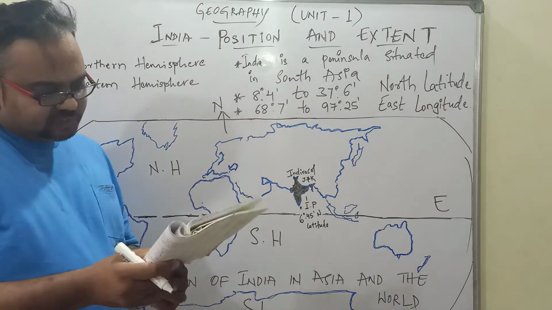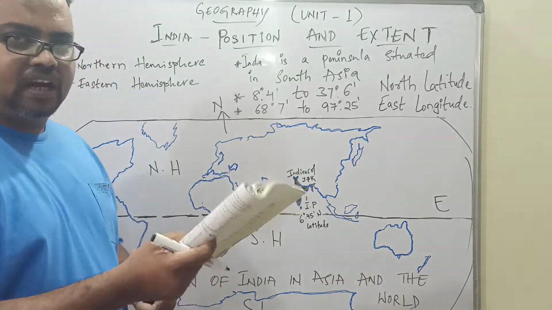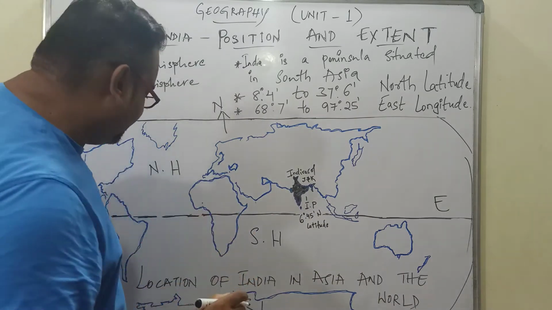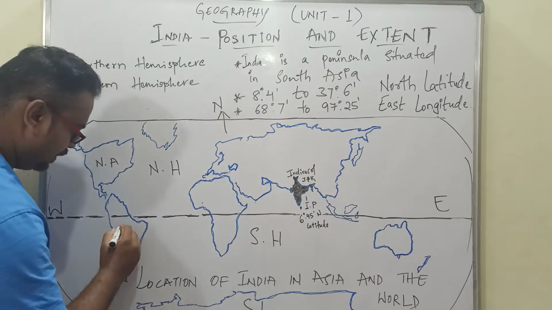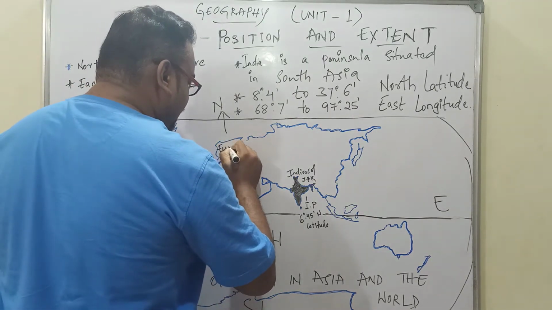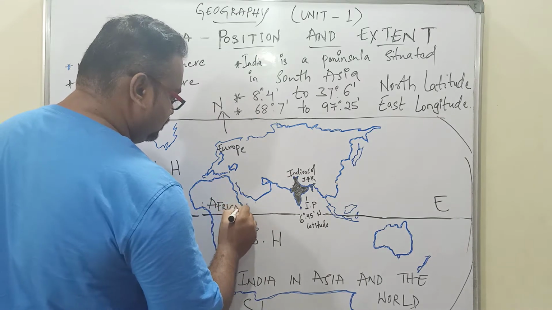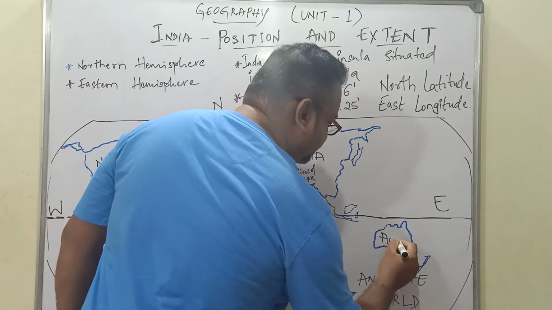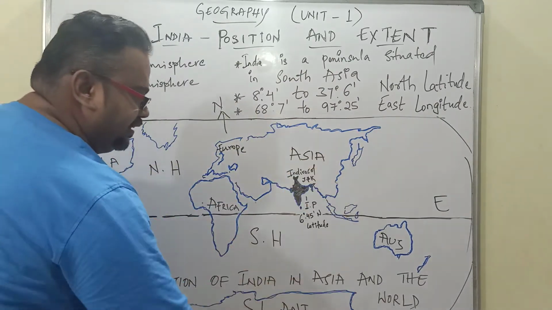Next, it is a peninsula situated in South Asia. When we come to understanding the 7 continents, this is North America, South America, Europe, Africa, Asia, Australia and Antarctica. So these are the 7 continents.